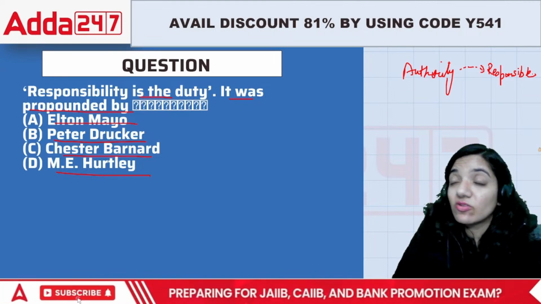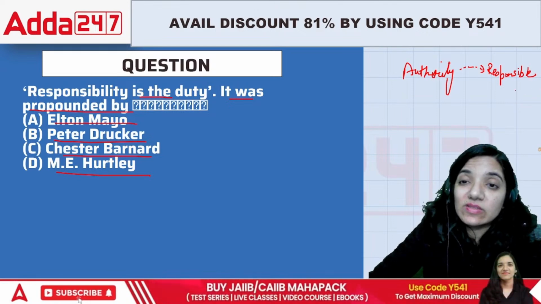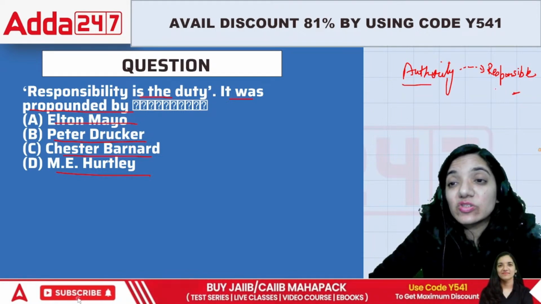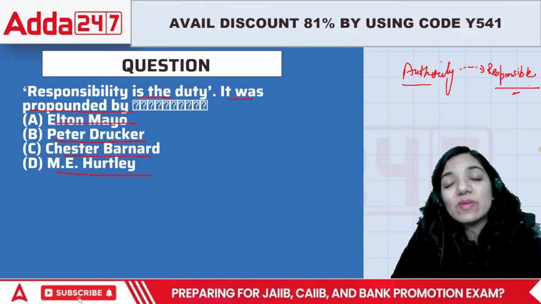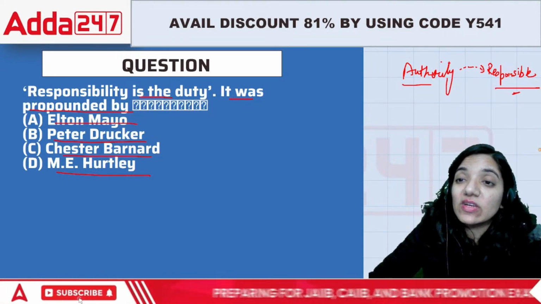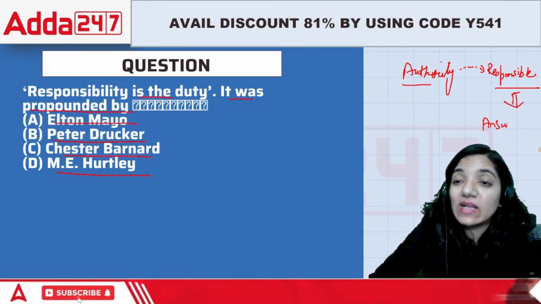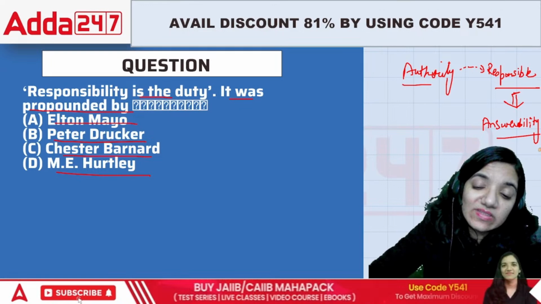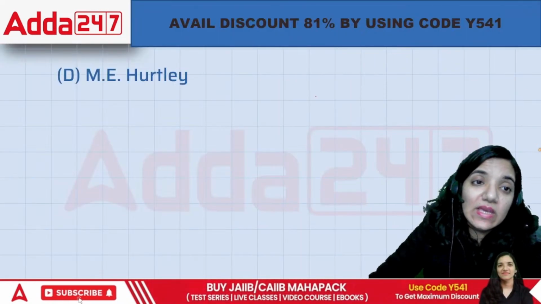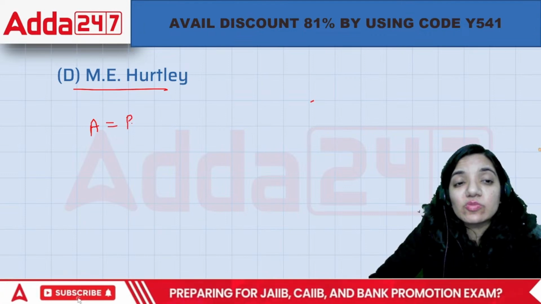So whenever someone has greater authority, then greater responsibility is also given to them to balance it out. Responsibility is basically a duty. From authority, we get responsibility, and from responsibility, we also get answerability. So there it is, three things getting out of it. This is given by M.E. Hartley: authority is equal to responsibility.